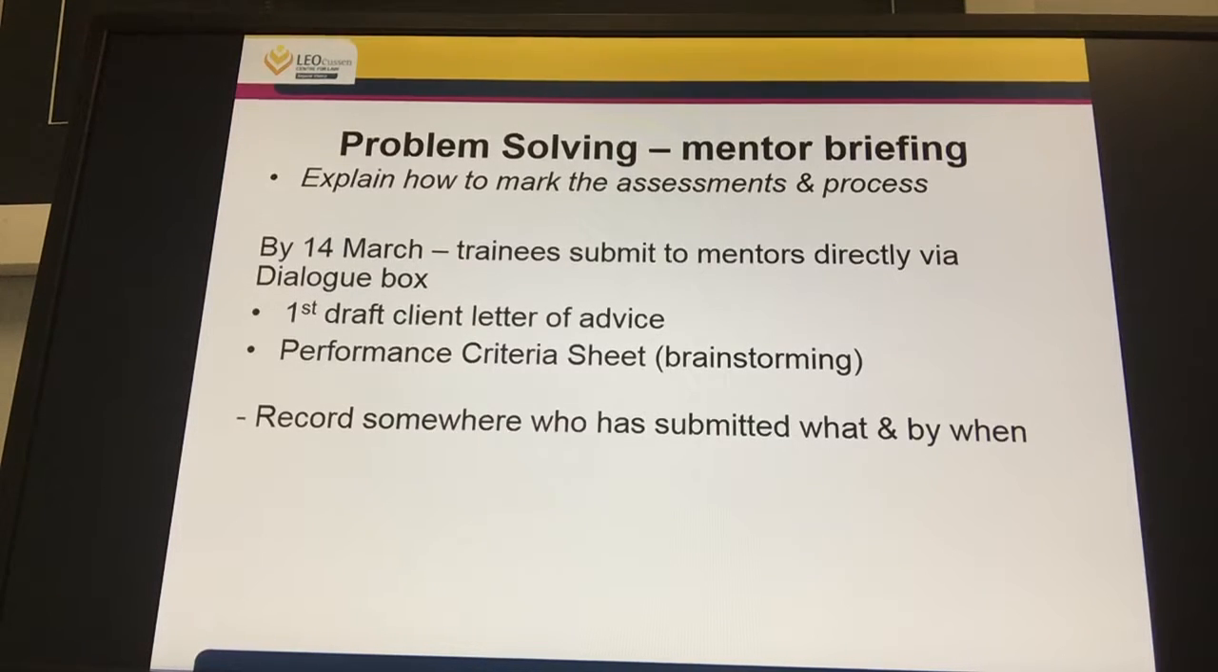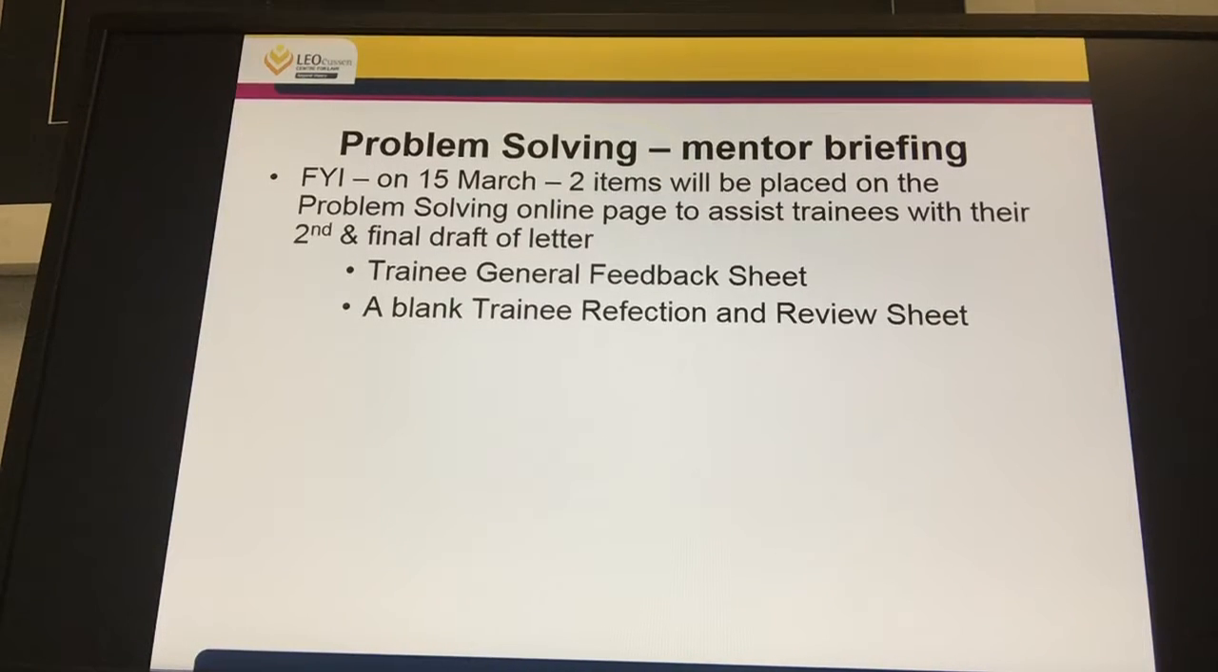Now, record somewhere who has submitted what and by when. In the pack I've included, and also I think in the email, a tracking sheet so you can mark off who's done what. You might want to use that, but certainly you're the ones who will be tracking who's done what. On the 15th of March, the day after it's due, 2 items we place on the problem solving online page to assist trainees with their second and final draft. There'll be the trainee general feedback sheet, just some general comments about their particular problem and the things that should have been in it. And then there'll be a blank trainee reflection and review sheet.